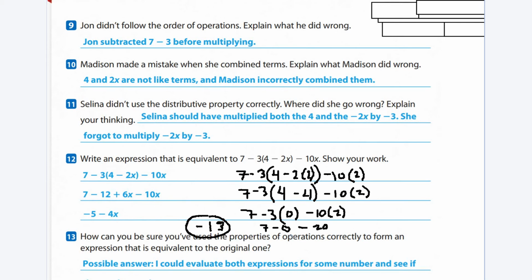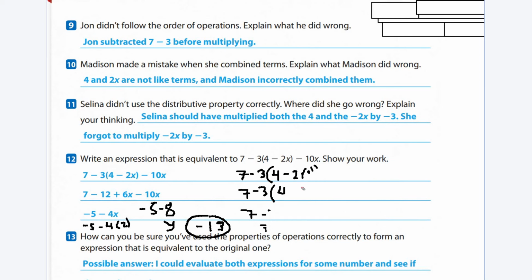Okay, if I'm going too fast, I apologize. And down here it's the same thing. Negative 5 minus 4 times 2. And 4 times 2 is 8, but negative 4 times positive 2 is negative 8, and negative 5 minus 8 will give me again negative 13. Okay? That's how you can check your work for question 13.